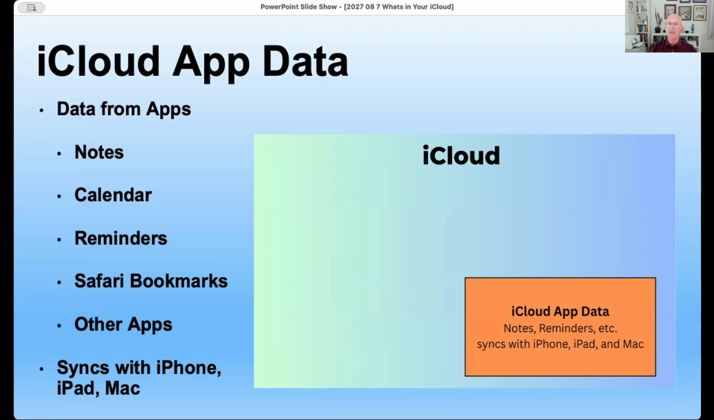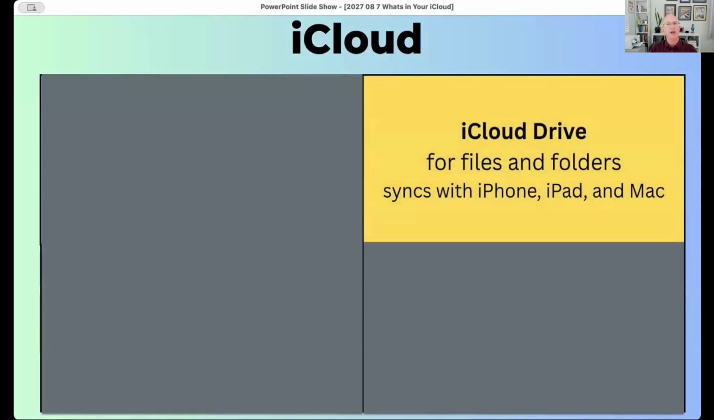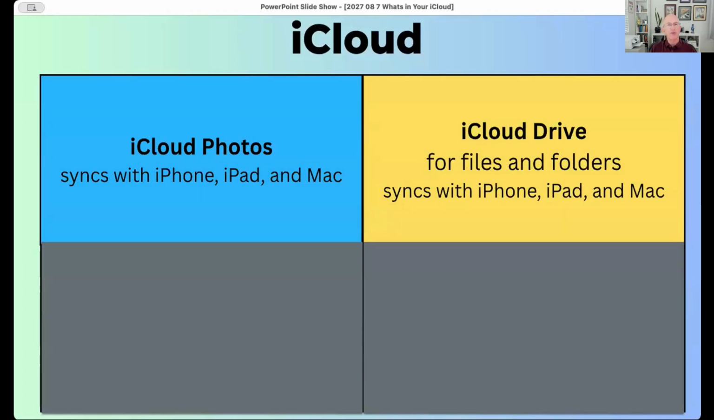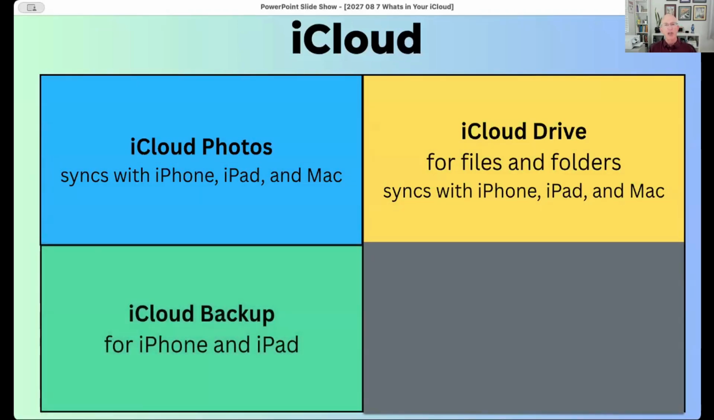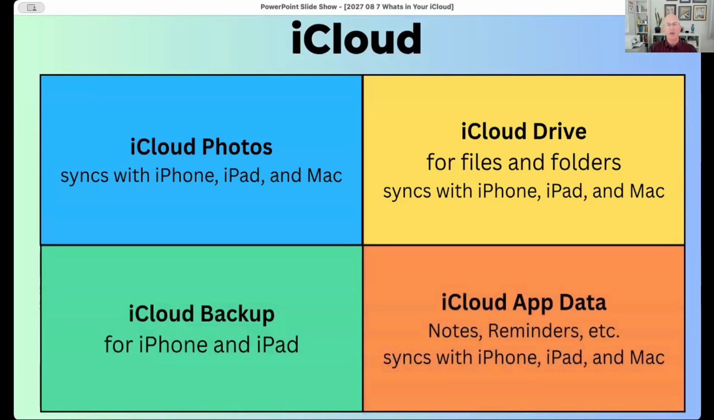So iCloud Drive is a part of iCloud. The data from these apps is also a part of iCloud, but it is not something you'll see in Finder when you look in Finder, but I'll show you in settings where you can see it. So your iCloud is going to have iCloud Drive for files and folders, your iCloud Photos if you turn on iCloud Photo Storage, your iCloud Backup for just your iPhone and your iPad, and your iCloud App Data. All of these things take up space in iCloud.